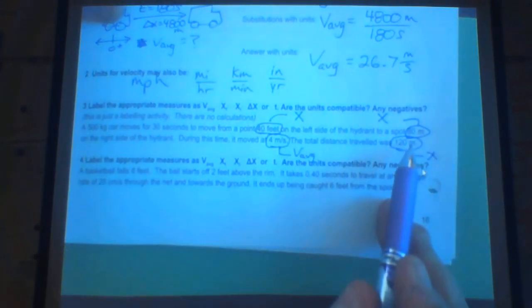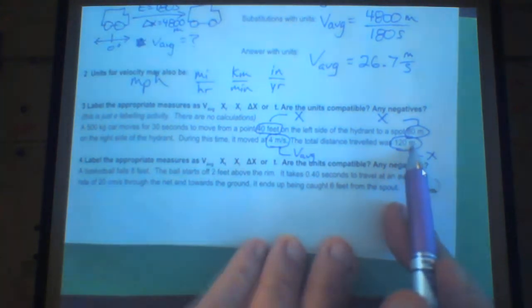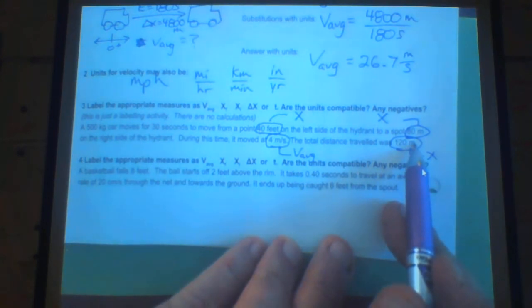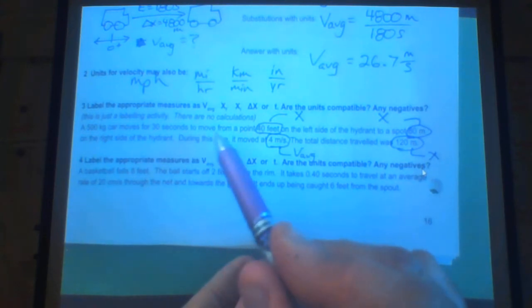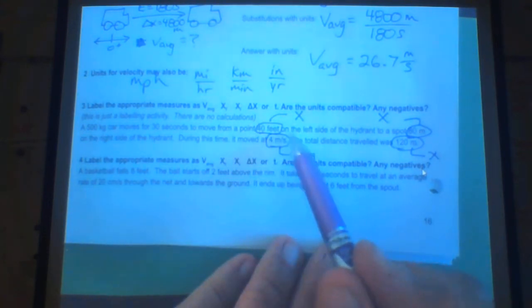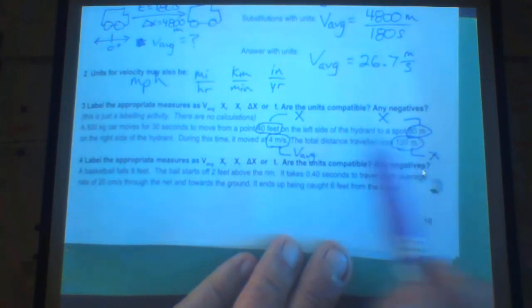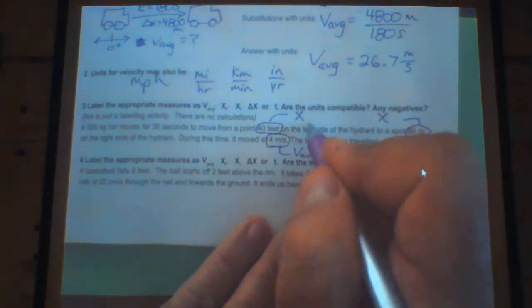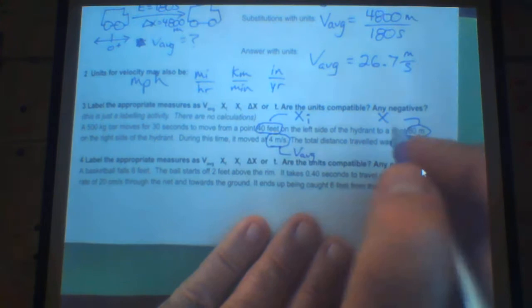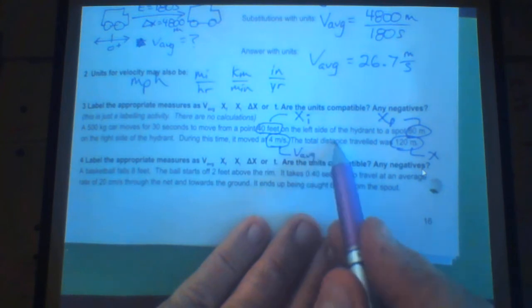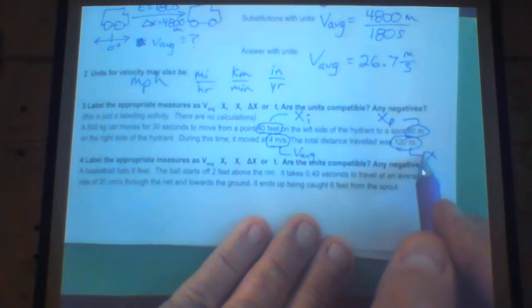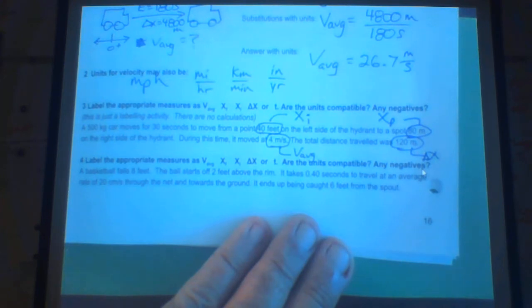Since they have plain old length units, we know that they are X variables. Now we've got to look at the context of the question or the statements to see which one is the final, initial, or displacement. It says here that it moves from a point to another spot. So from, that must be the beginning, the initial location. And it's going to a spot. So that must be the final location. And then down here, the total distance traveled. So that is the displacement, delta x.